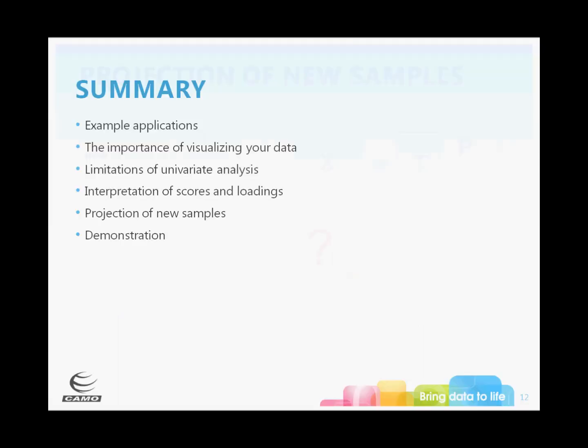Today we have been through example applications of multivariate analysis on spectroscopic data, and we have seen the importance of visualizing your data. We have seen the limitations of univariate analysis for multivariate data, and quickly been through interpretation of scores and loadings. We have seen how projection of new samples can be very informative and also be used to validate the model. And we've also been through a demonstration in The Unscrambler.